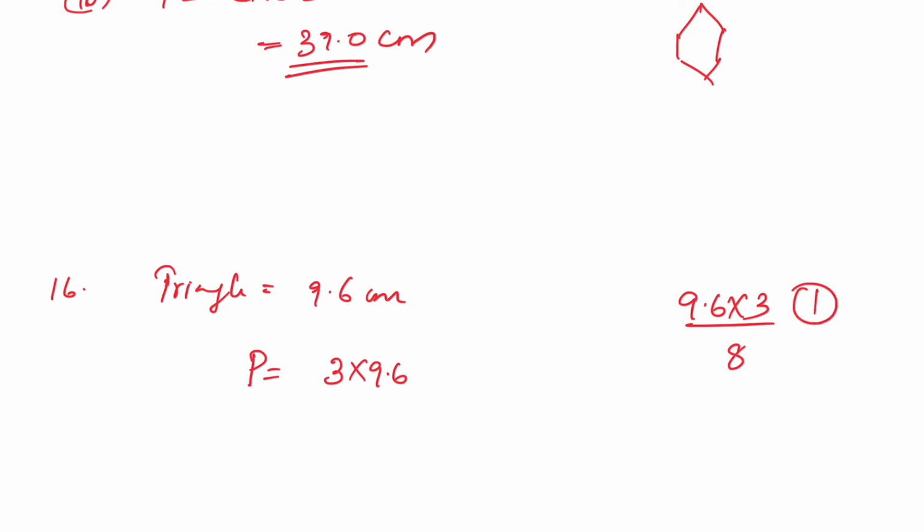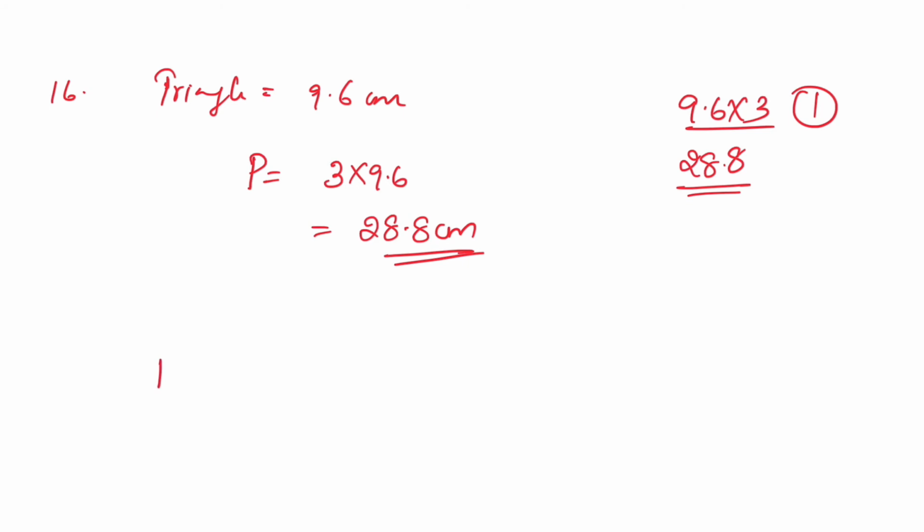Now coming to question number 16. An equilateral triangle and a square have equal perimeter. If side of the triangle is given to you, first we'll find the perimeter of the triangle. Perimeter of the triangle is equal to 3 into 9.6 you need to find out. So what do you get as the answer? 6 3s are 18, 1, 27, 28. 28.8 you will get. That is the perimeter of the square also, right?